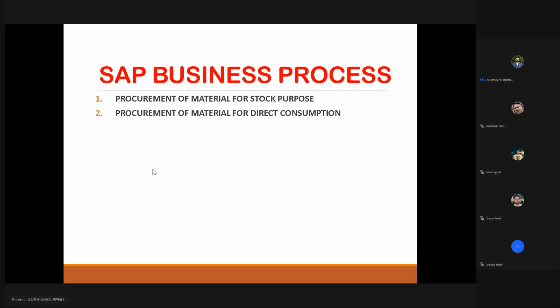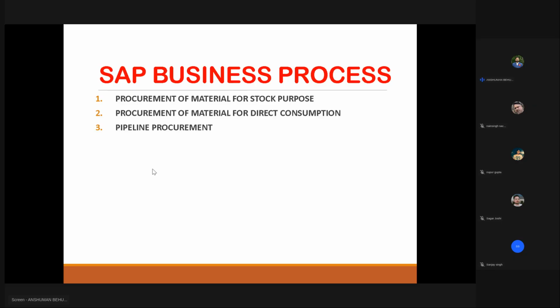Okay, so this is the second thing. When we procure the material and we directly consume it, we are not going to store that material. Okay, third thing is pipeline procurement. So what is pipeline procurement?